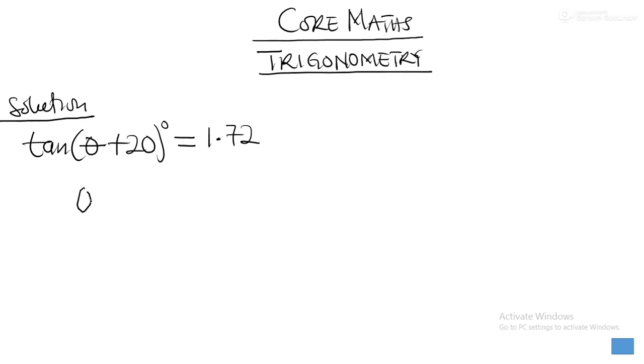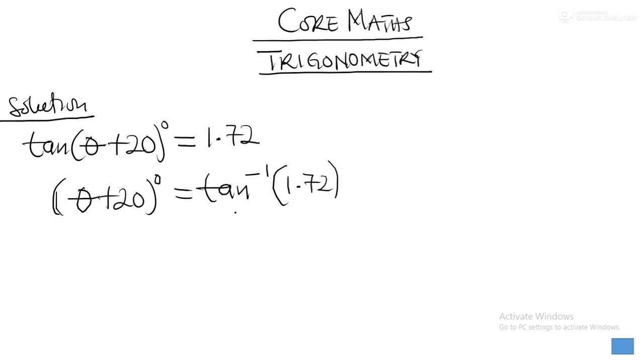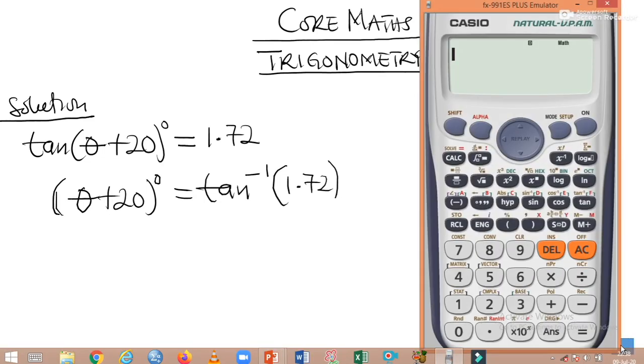So we're now going to have theta plus 20, all in degrees, equals tan inverse of 1.72. So here we will need the calculator. So let's get our calculator. Good. So now you press shift and then you press tan, you have 1.72, then we close the bracket.